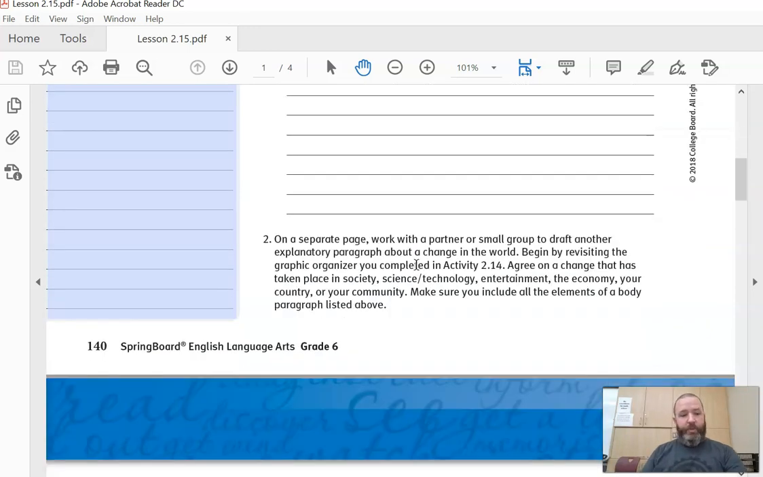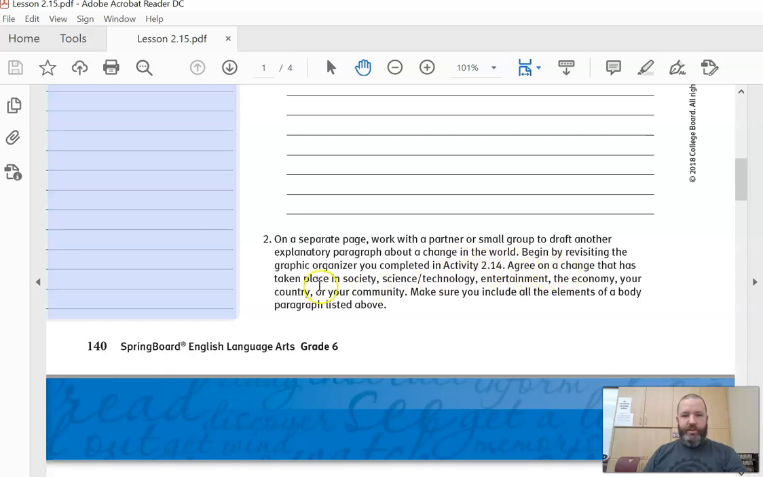Okay, number 2. On a separate page, actually this is going to be on the same page in that Word document where you're adding your third body paragraph. So number 1, intro. Number 2, change in your life. Number 3, change in a character. Number 4 is going to be a change in the world. What most kids have done in the past is right here.